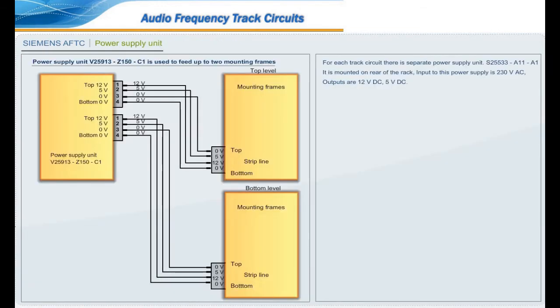For each track circuit, there is a separate power supply unit, S25533 A11A1. It is mounted on the rear of the rack. Input to this power supply is 230 volt AC. Outputs are 12 volt DC and 5 volt DC. Separate fuse is provided for each output: 10 ampere fuse for 12 volt DC, 5 ampere fuse for 5 volt DC.